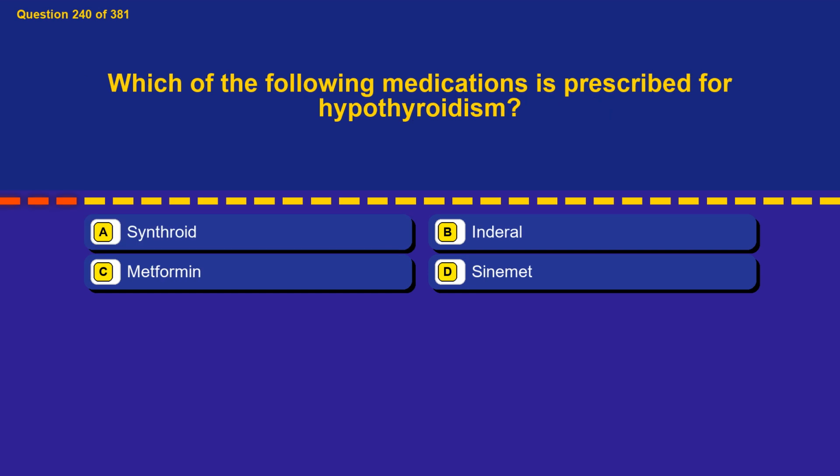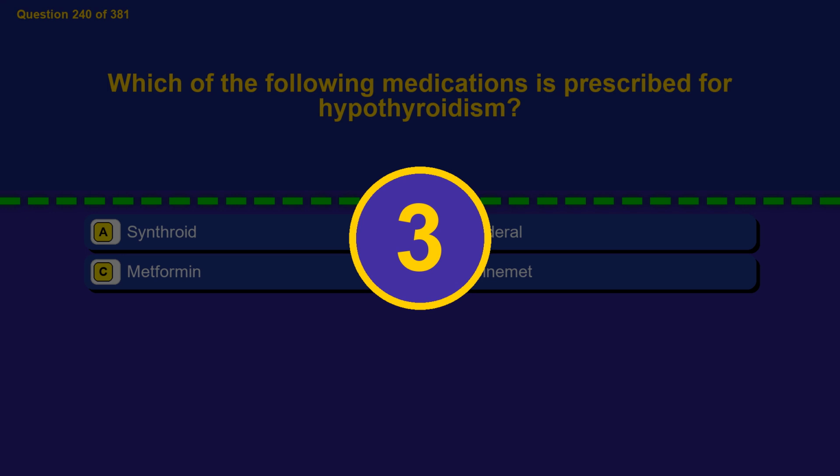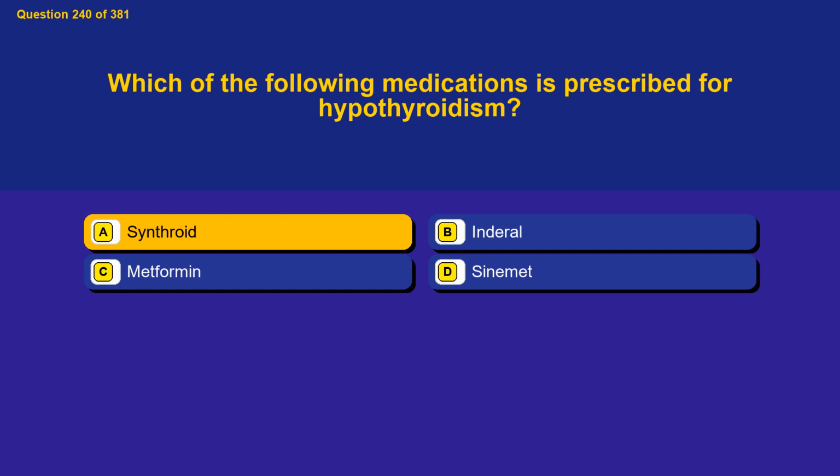Question 240. Which of the following medications is prescribed for hypothyroidism? Option A, Synthroid. Option B, Inderal. Option C, metformin. Option D, Sinemet. The correct answer is option A, Synthroid.